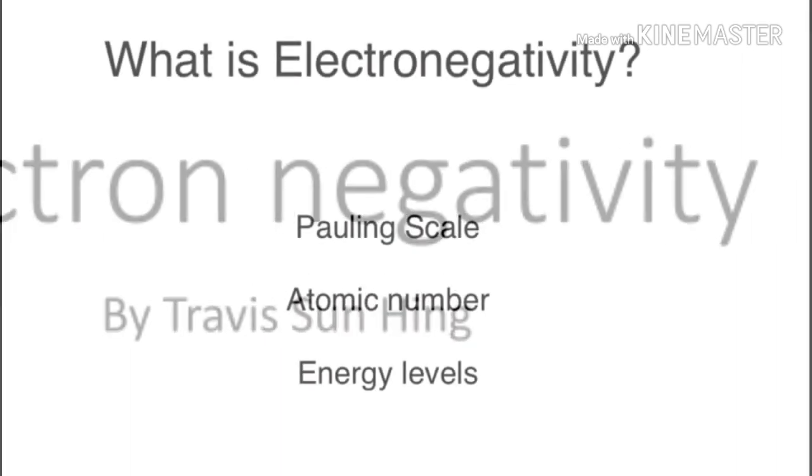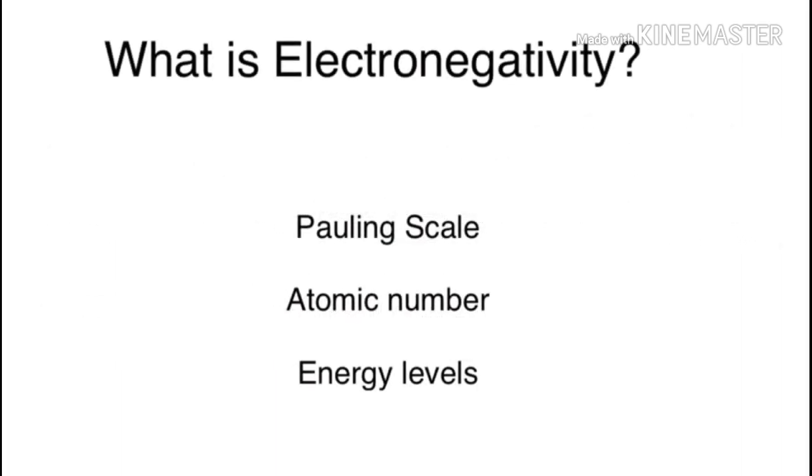What is electronegativity? Electronegativity is the amount of energy released when an electron is added to an atom. The scale for electronegativity is the Pauling scale, with the highest value being 4, which was given to fluorine. Electronegativity does not have a unit of measurement.